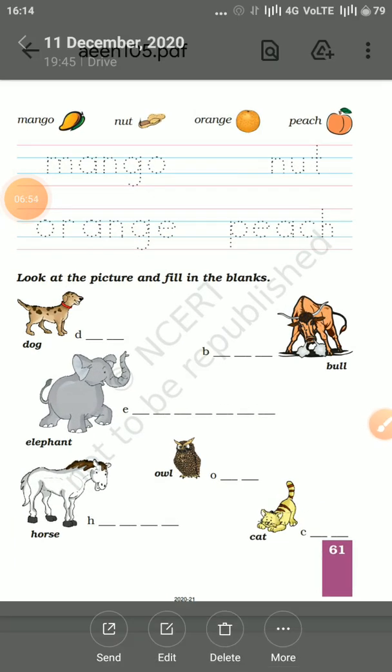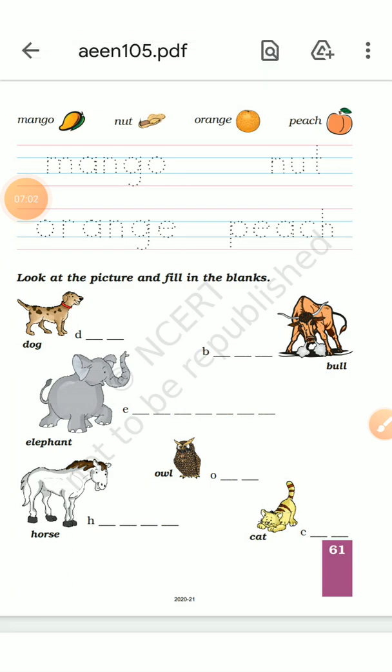So this is an interesting chapter and its exercise is also very simple. You can easily do it.